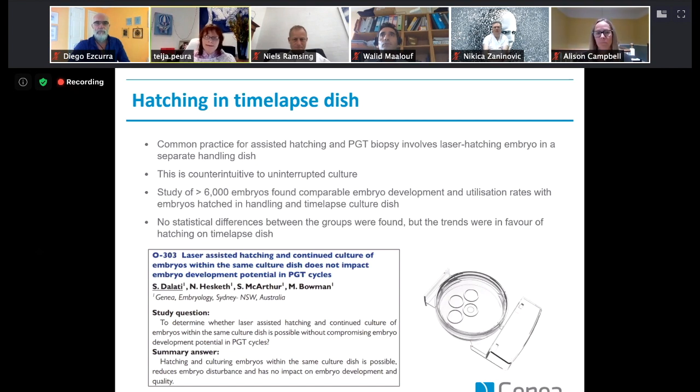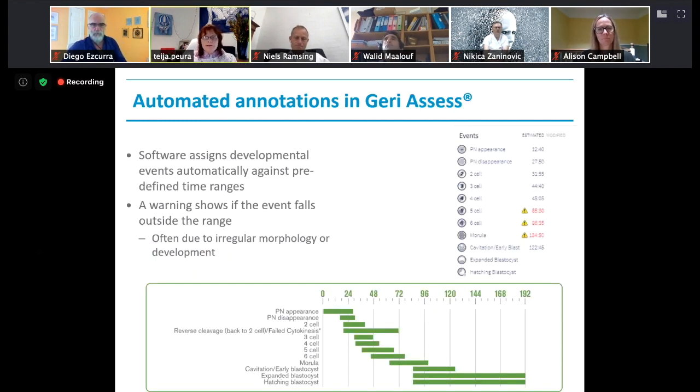So indeed, after that, this new system was taken into use, and that obviously saved quite a lot of time and effort, and also the risk of handling embryos. Automated annotations in Cherry Assess, Diego already mentioned.